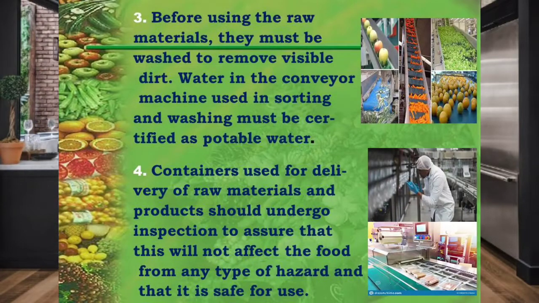Number 3. Before using the raw materials, they must be washed to remove visible dirt. Water in the conveyor machine used in sorting and washing must be certified as potable water. Number 4. Containers used for delivery of raw materials and product should undergo inspection to assure that they will not affect the food with any type of hazard and that they are safe for use.